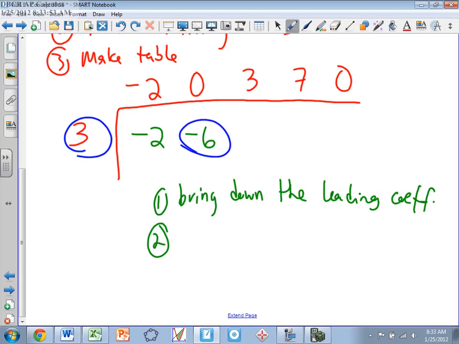3 times negative 6 is negative 18. Negative 18 plus 3 is negative 15. Be careful. You continue the process over and over until you get to the end. Now, let's do mental math, people. 3 times negative 15 is negative 45, plus 7 is negative 38. Negative 38 times 3 is negative 114. What's negative 114 plus 0? What was our answer last time, guys? There's your answer, the exact same thing.